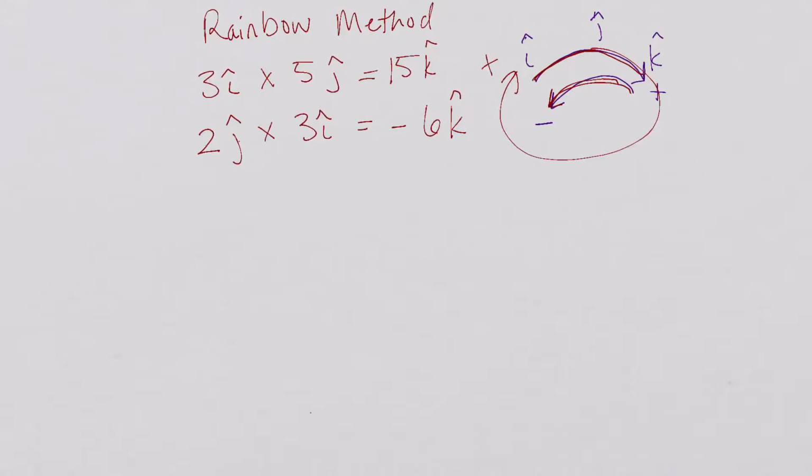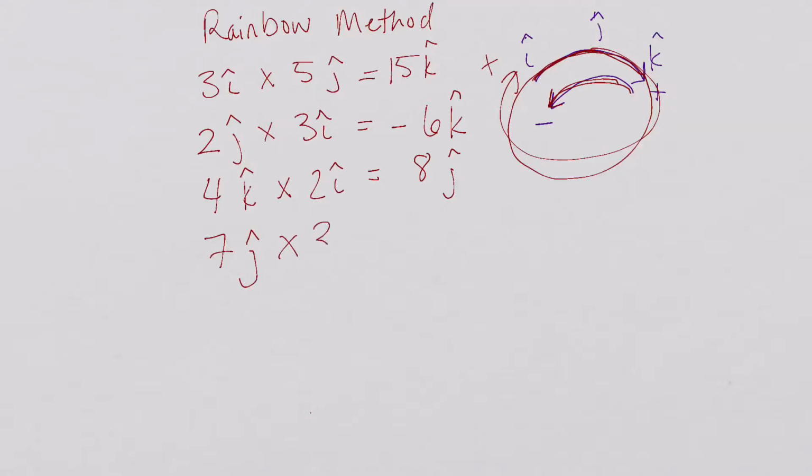Let's see. 4K cross 2I. So K cross I, so we're going in the clockwise direction, so that's going to give us a positive J. And that'll be 8J. And maybe we'll do one more. 7J cross 3K, so J to K, so that's moving in the clockwise direction. That's going to equal positive I, and then it'll be 21I. So that'll be helpful for you as you're moving forward with these problems.